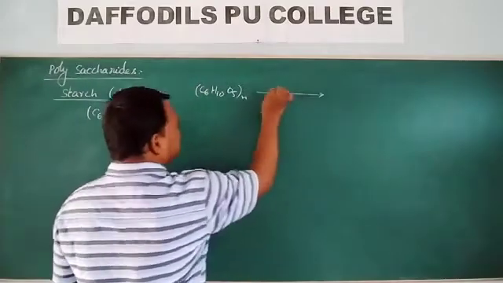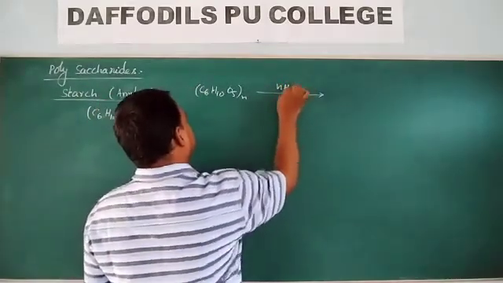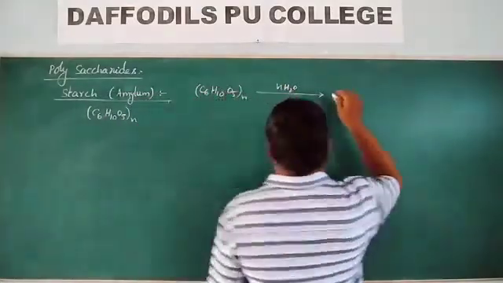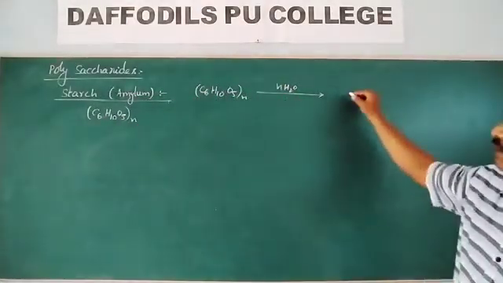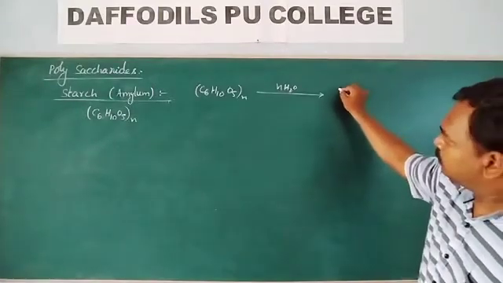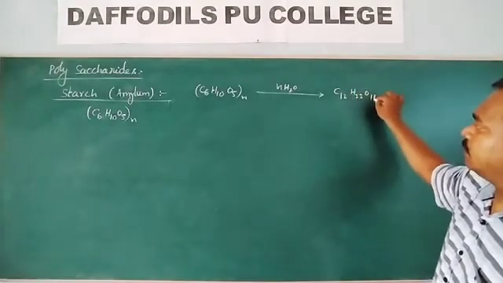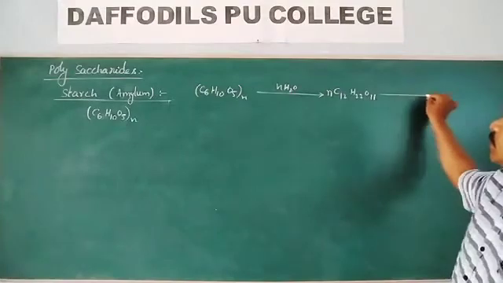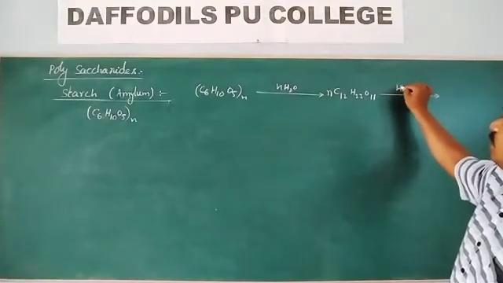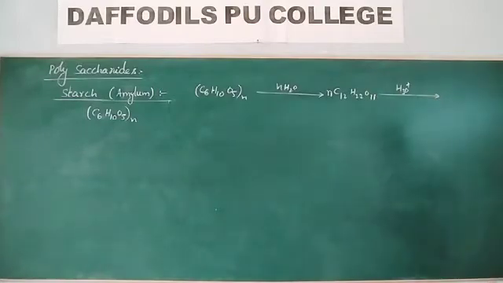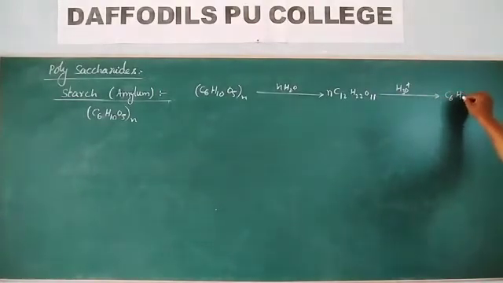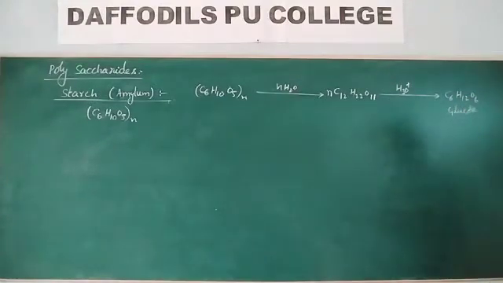Starch on hydrolysis, with n/2 H2O, gives maltose. This maltose on further acid hydrolysis yields glucose. So starch on hydrolysis gives glucose units.